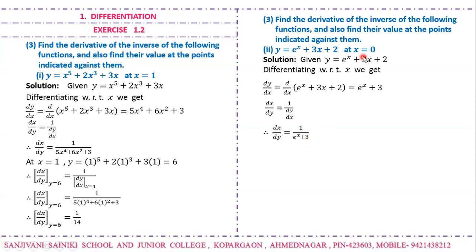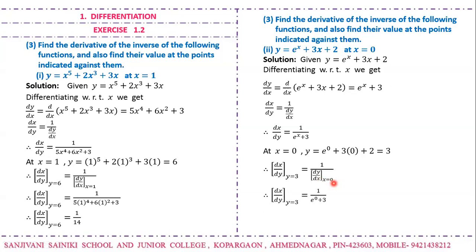Now again, whenever x is equal to 0, what is the value of y? The value of y is e raised to 0 plus 3 into 0 plus 2. e raised to 0 is 1, 3 into 0 is 0 plus 2. So 1 plus 2 is 3. So we will find the derivative of the inverse function at y is equal to 3. Then the derivative is the reciprocal of the derivative of the function y with respect to x at x is equal to 0. So 1 upon e raised to 0 plus 3, e raised to 0 is 1, 1 upon 1 plus 3 is 4.